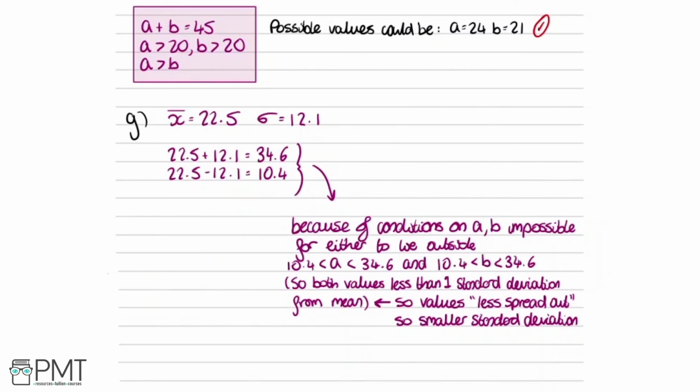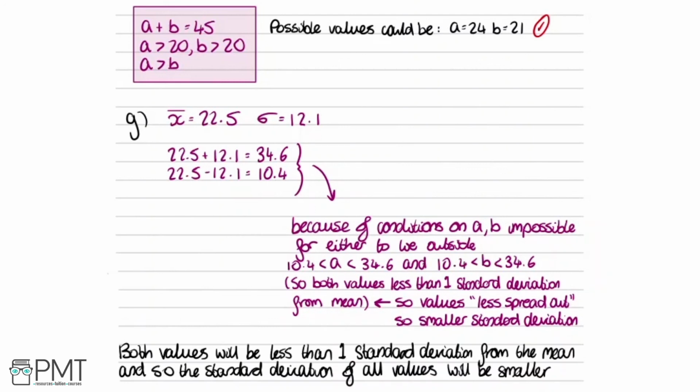So I'm just going to write that out in a succinct way, the way you need to write it in order to get the marks. So I've written that both values will be less than one standard deviation from the mean. So the standard deviation of all values will be smaller.